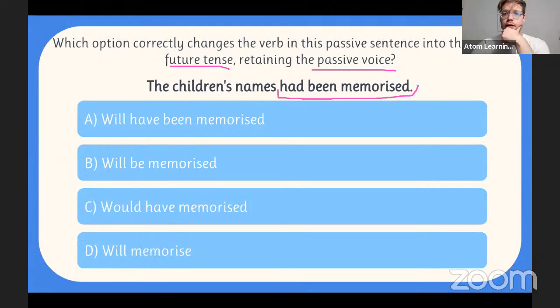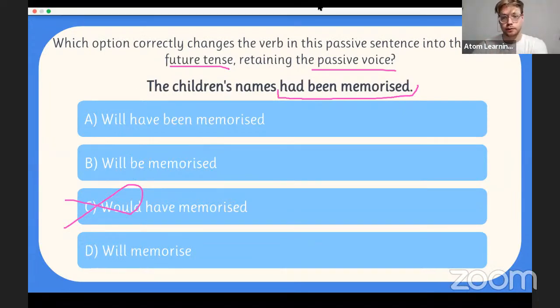So if I would be having a cute little look at this, my first port of call would be, okay, C is just chopped, C is out, because would, could, and should are all the conditional tense. So I know that's not the future tense, so I can get rid of C. Now I've got a 1 in 3 chance of getting the answer right. I like those odds. So next we've got will have been memorized, will be memorized, or will memorize, okay?